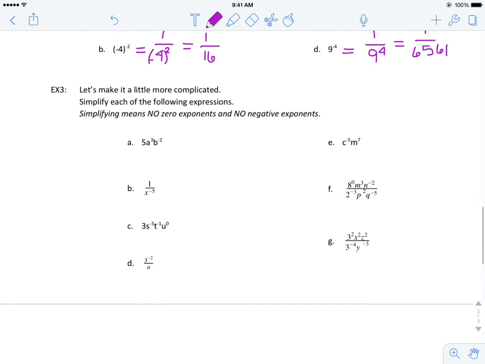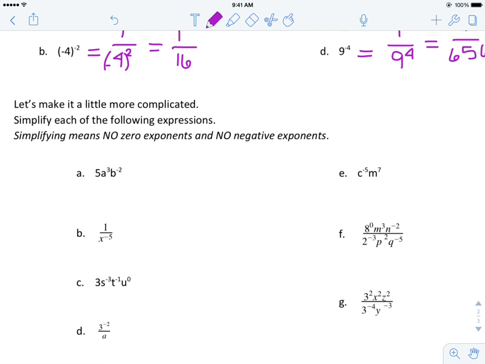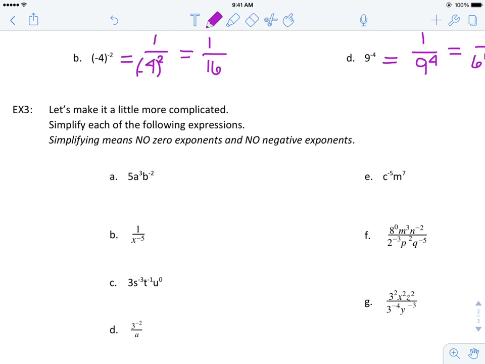Alrighty, we got some problems to try out. We have about 7 of them here. I'm going to do 3 of them with you, and you're going to do the other ones. I'm going to pick the 3 that I think are the hardest, and I'm going to make you do the other ones. Alrighty, remember that simplifying means no zero exponents and no negative exponents.